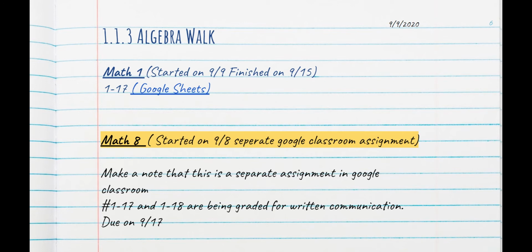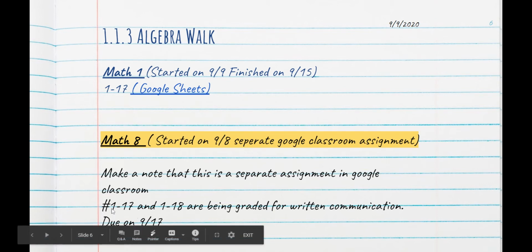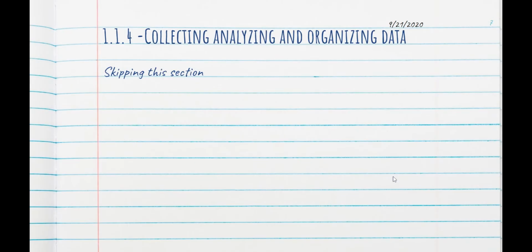The next section was the algebra walk. Now, this was something that in regular 8th grade math that we did as a separate assignment in Google Classroom. So if you remember 1.1.3, number 117 and 118, we just put a little bit of information on this slide about what we did. We skipped section 1.1.4, which is why we wrote that in a slide.